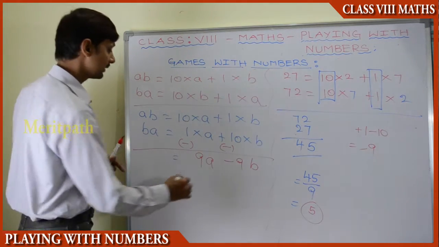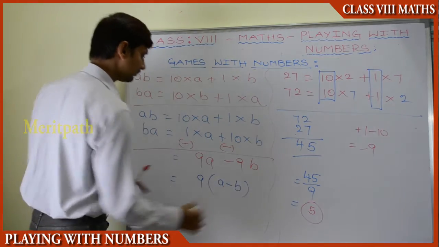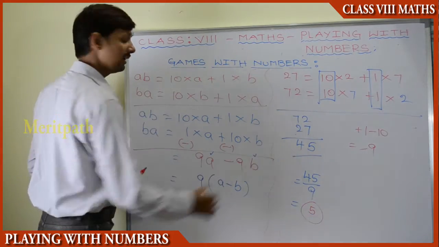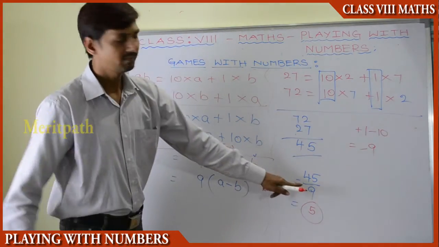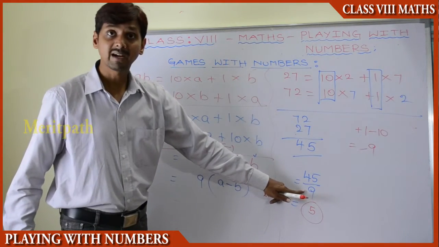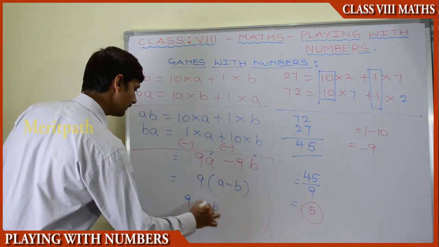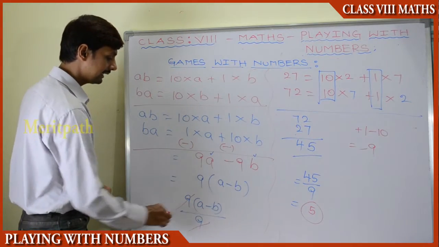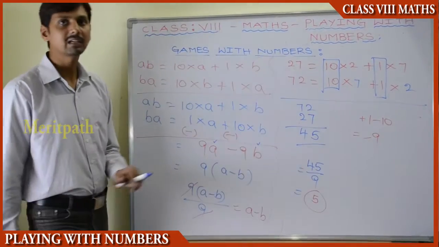Using the distributive property, we get 9 into (A minus B). So we have taken out 9, and what is left over is A minus B. Then the result is divided by 9. So let's divide this answer by 9. The 9 and 9 get cancelled and we get a result of A minus B. It doesn't have any remainder.